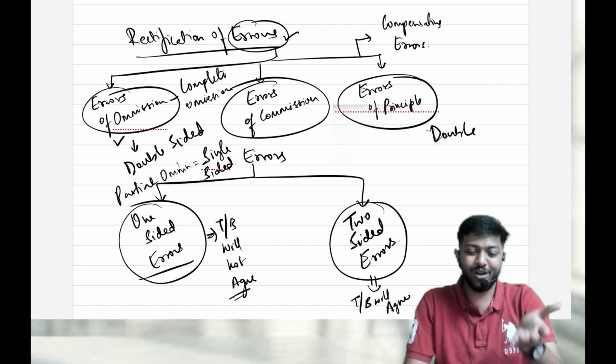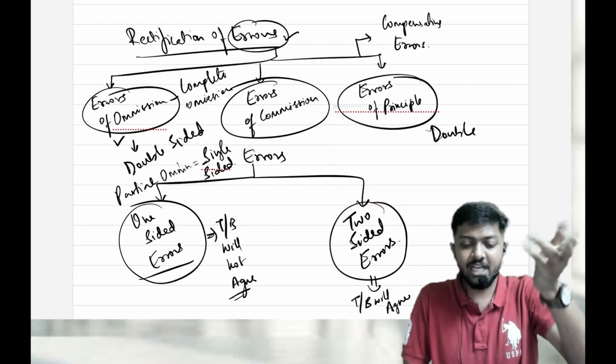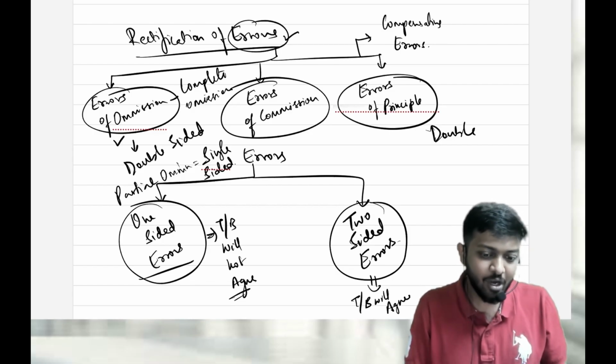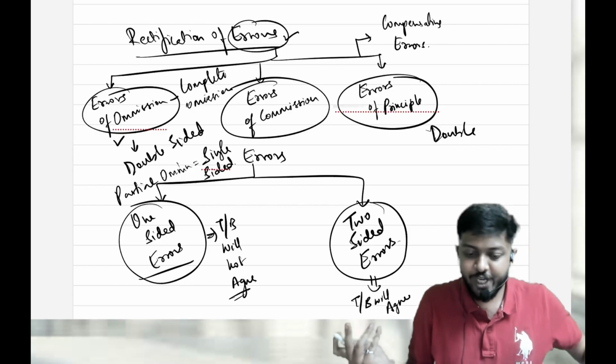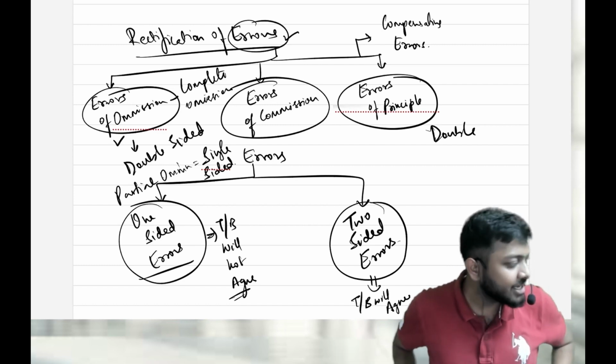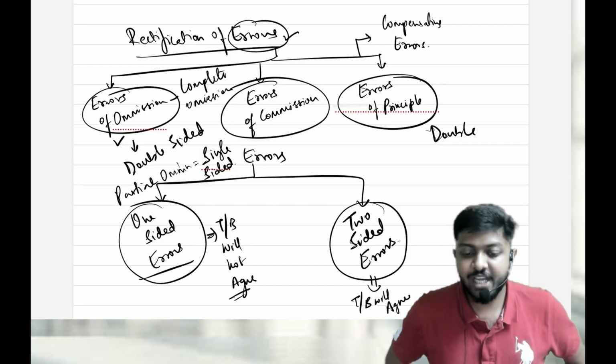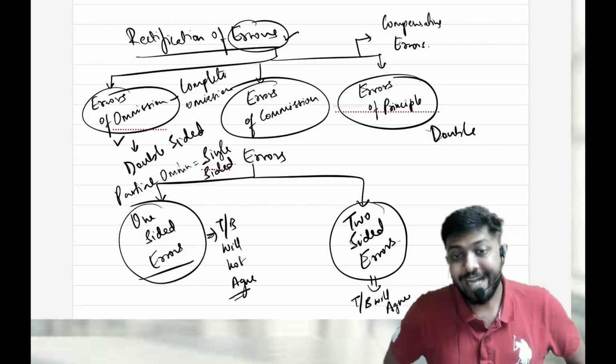Sir, what nonsense are you speaking, sir? Just now you told whenever an error has happened, the trial balance will not tally. Now we are telling two-sided errors are those errors which will tally. Those kinds of errors which even after committing will tally. How, sir?